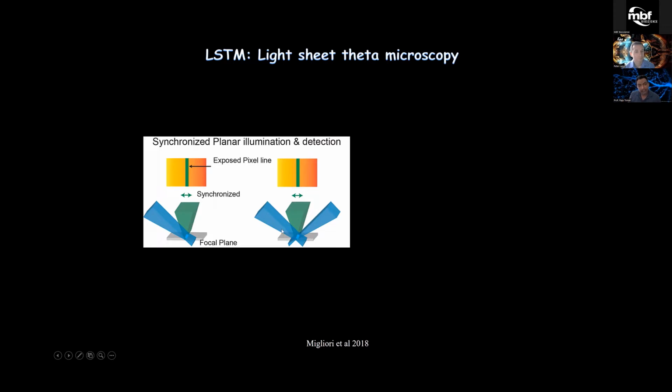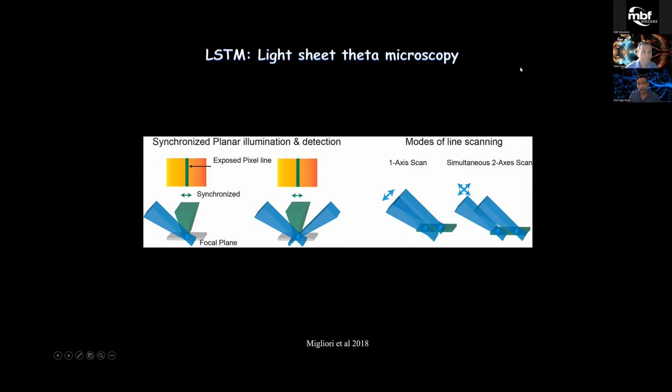And the second thing is that we are effectively increasing the effective NA of illumination. So we can end up with thinner sheets, or much better, let's say, axial resolution. So that's the way to scan it.